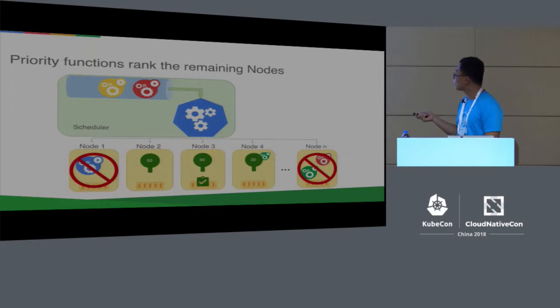So this is the priority. And because node 3 has the score of 90, the pod will be mounted to this node. So this is done in 2 steps. This is how the working flow goes.